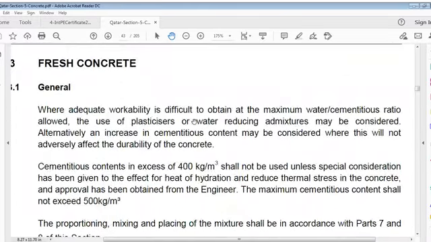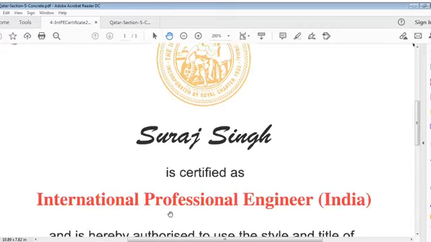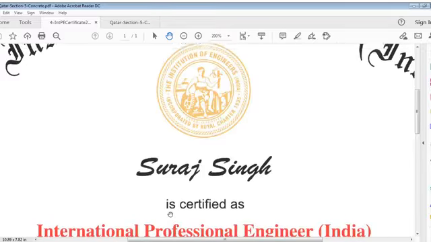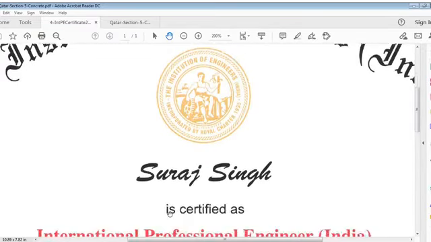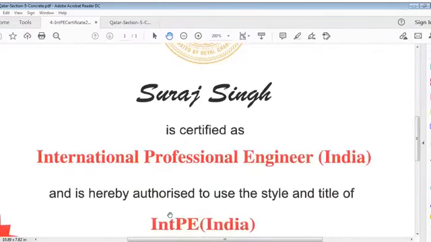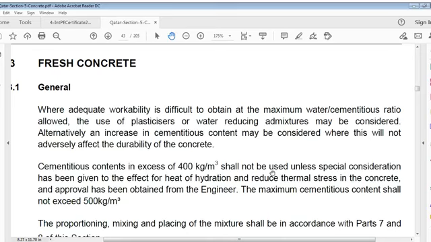Now fresh concrete we are talking. Fresh concrete. And then we say, what is fresh concrete?